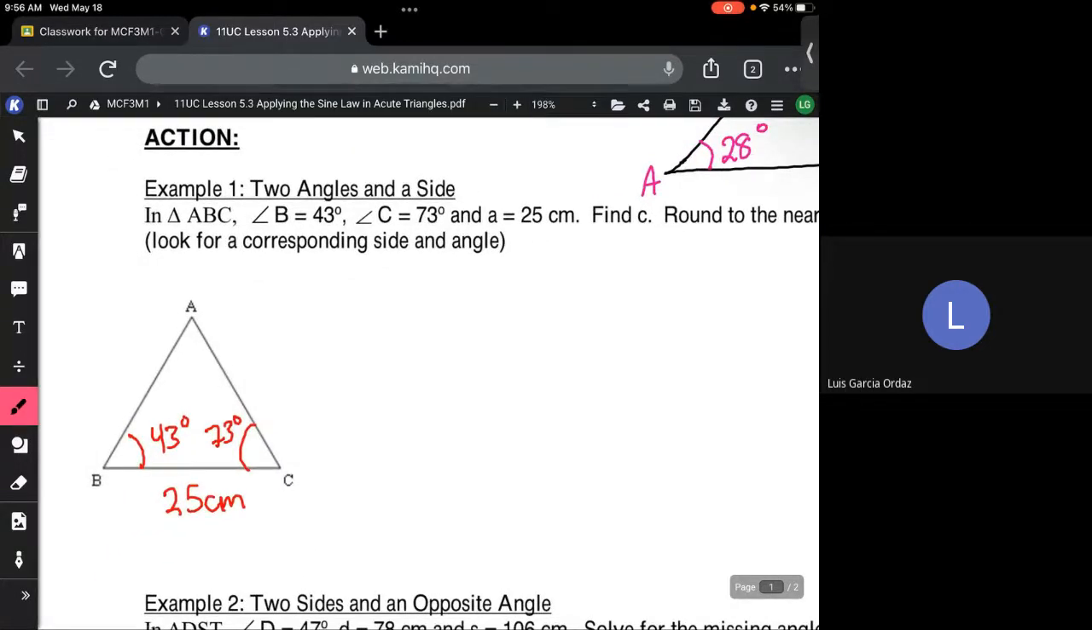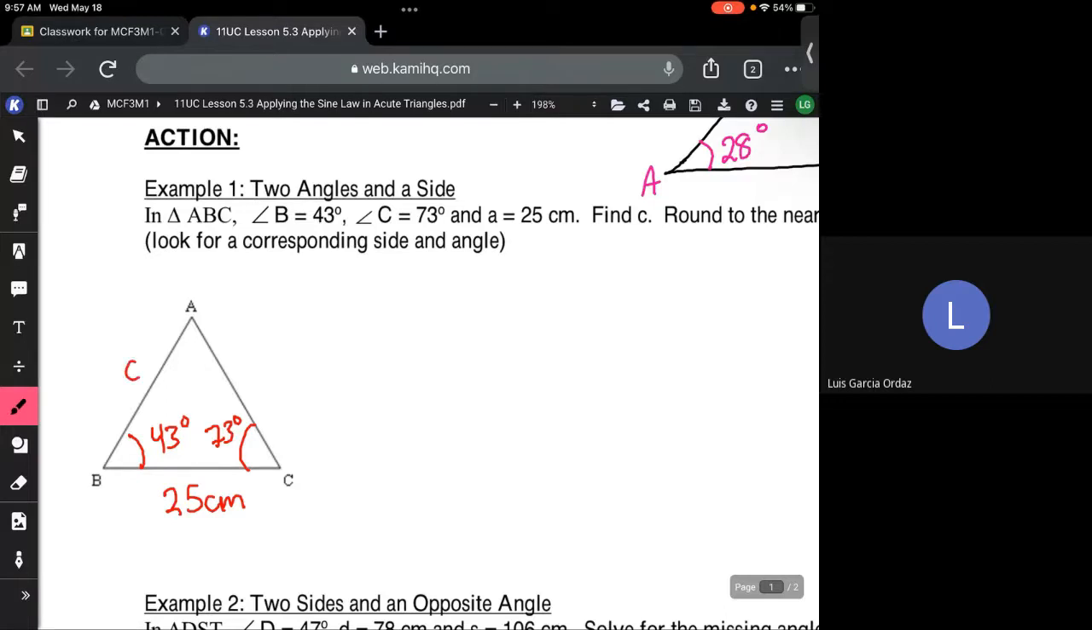Oh, there we go. So that bottom part is 25 because it is opposite from angle A. And it's asking me to find C. So where am I going to label C? How would you guys describe it in words? The side between A and B. There we go.